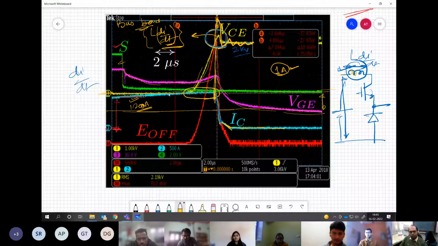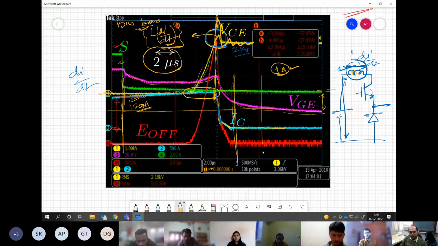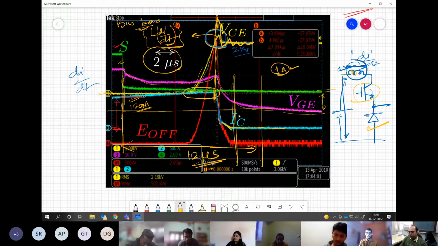Now, the important point to notice over here is that this scale is now 2 microsecond. So from the moment you have removed the gate pulse till all these waveforms settle, this could be something like 10 or 12 microsecond. Now you can understand why we need to turn off the device first and then turn on the next device. Because the turn off process is slow. It may take longer time to turn off, and within that we may turn on the other device and there could be a shoot through.